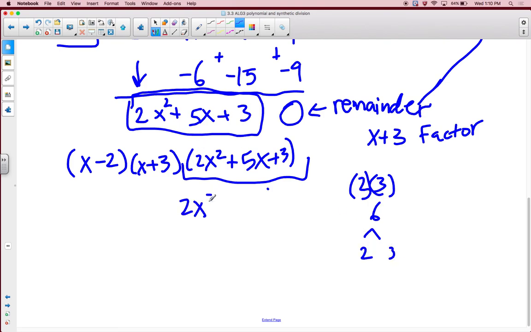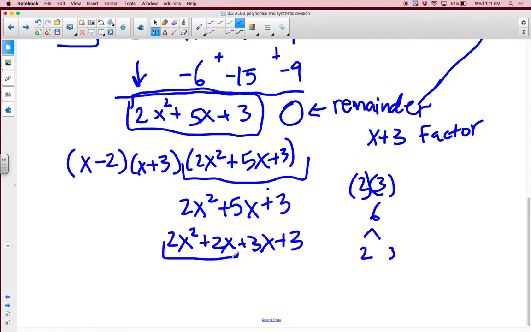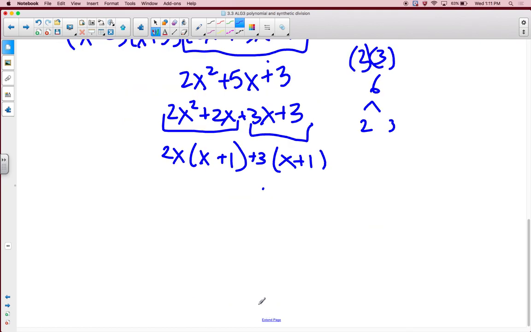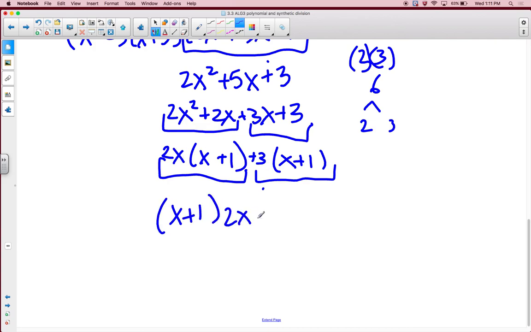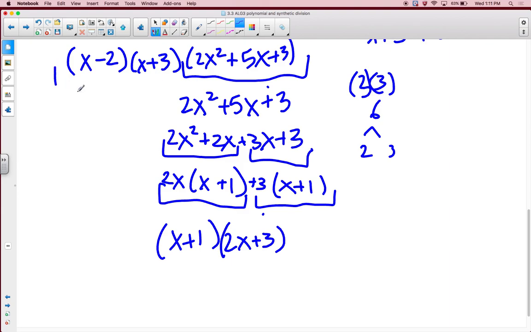Okay, so I'm going to take this 2x squared plus 5x plus 3, and I'm going to factor it by replacing my 5x with 2x plus 3x and factoring it. What can I take out from the first two terms? This is factoring by grouping. I take out a 2x, I'm left with an x plus 1. Here I have to have the same thing left over, an x plus 1, so I'm going to take out a plus 3. When I look here, I see that I have x plus 1 in common, and then I'm left with a 2x plus 3 here. That is factored for that quadratic, and then just bring down both of these.